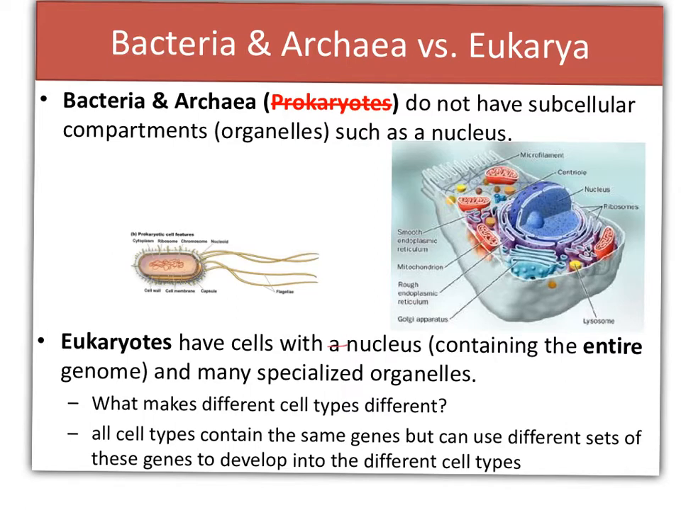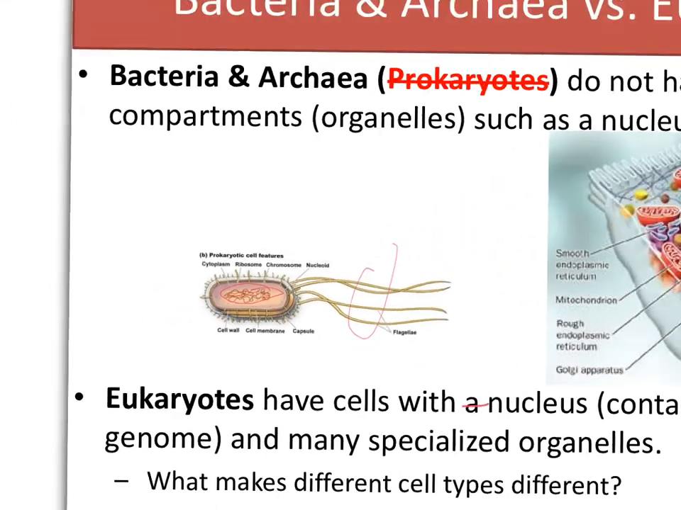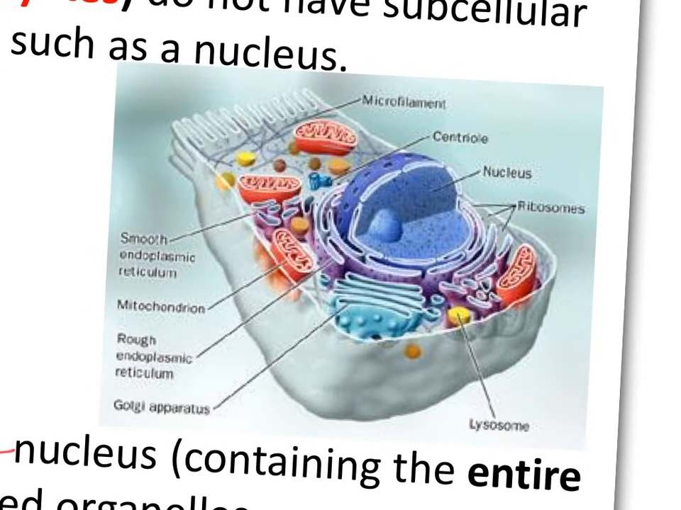Now they don't have any subcellular compartments. Here's a bacteria. A lot of them have flagella. Here's all the chromosomes. In other words, no nucleus. The cytoplasm, there's ribosomes for making protein, cell wall, some membrane. Okay, now we go here. And this is a eukaryotic cell.